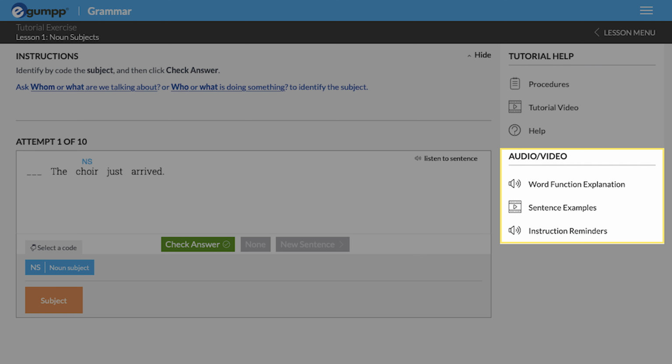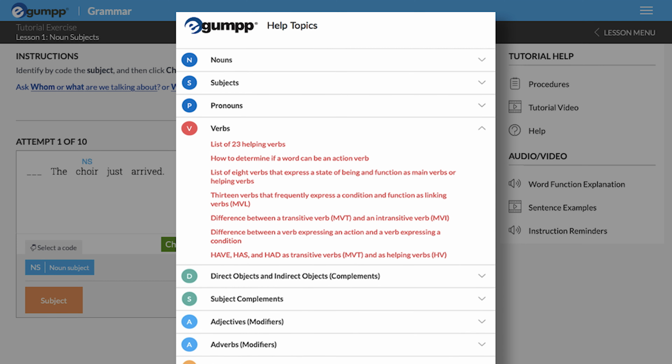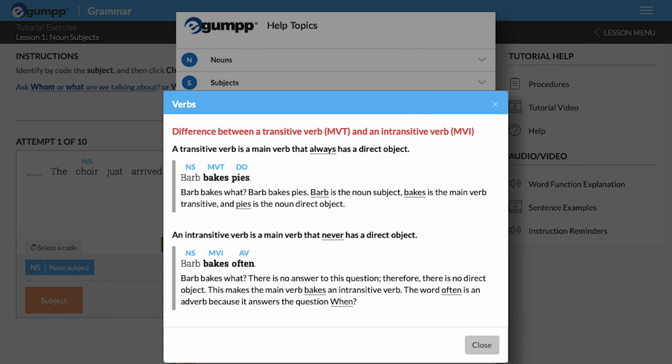Listen to the audio explanation for a brief explanation of the word function to be identified. Watch the sentence examples video to learn how words starting with the subject should be identified. Listen to the reminder for a brief reminder of how to identify the word function required in the instruction. Also, click on Help and then click on a word function for information about a word function and for an example of a coded sentence.